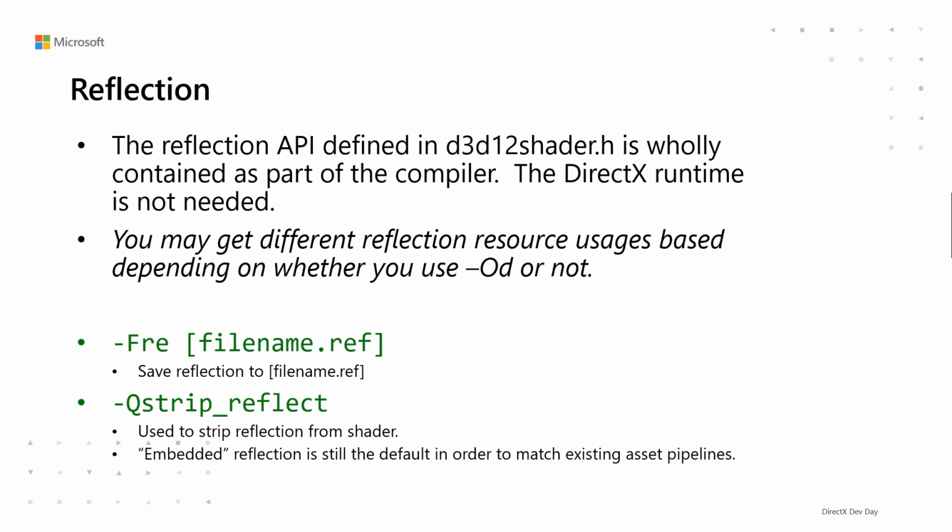It is worth noting here that when you change compiler optimizations, it is possible that your reflection data will be different. We try to keep O3, which is our most optimized build of a shader, to have the same resources as O0, but there are a couple of specific cases where, when we're not doing optimization, the resource requirements that you're going to see in reflection are going to be different. So it's something to keep in mind.